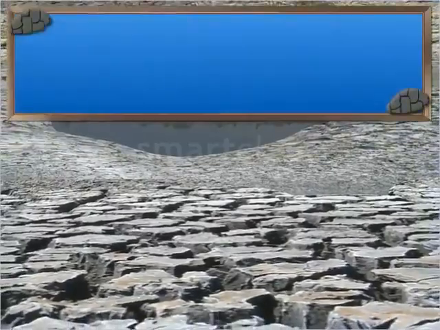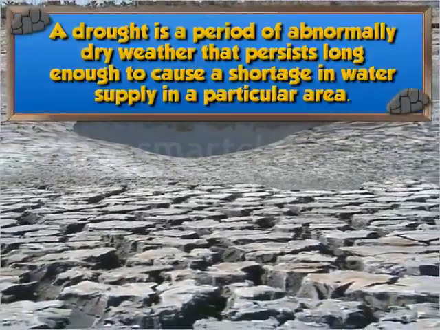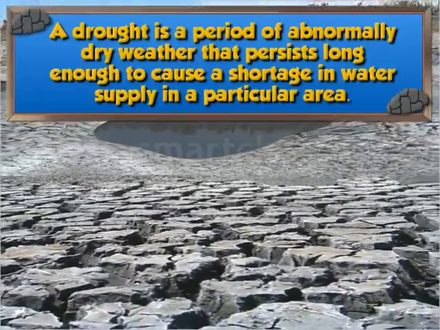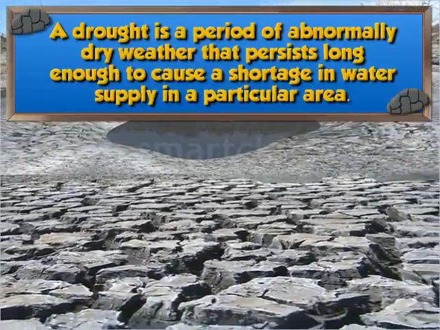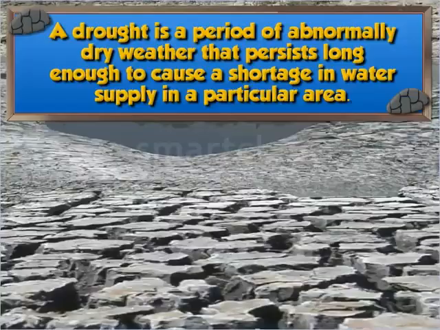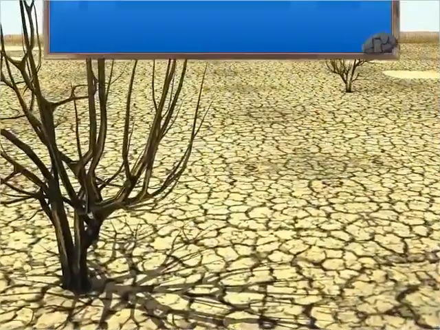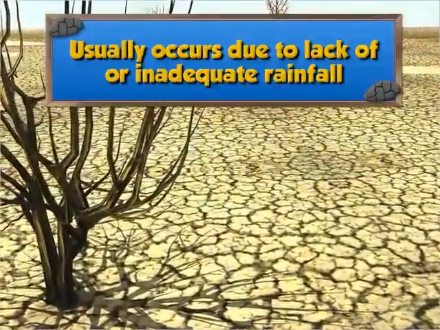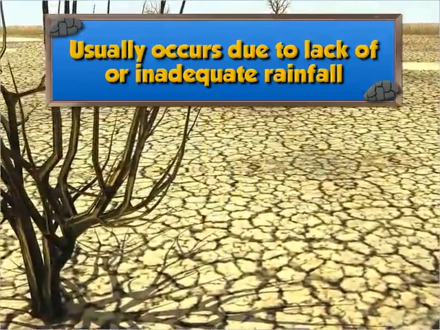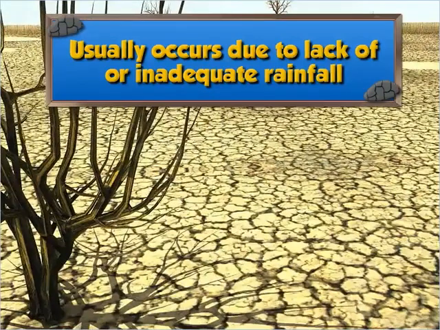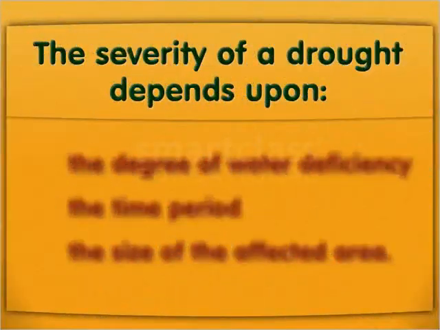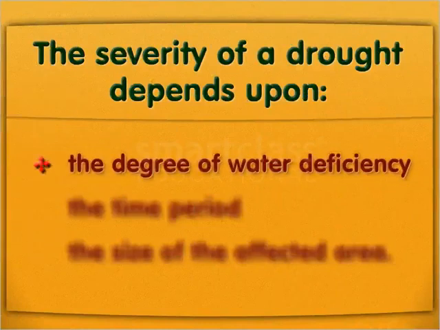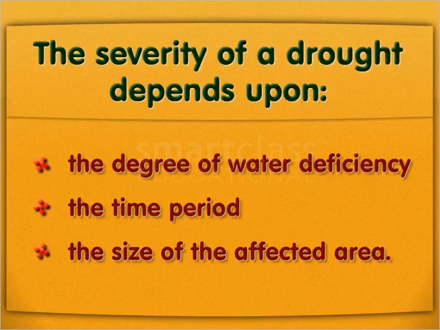Drought. A drought is a period of abnormally dry weather that persists long enough to cause a shortage in water supply in a particular area. A drought usually occurs due to lack of or inadequate rainfall over an extended period of time. The severity of a drought depends upon the degree of water deficiency, the time period, and the size of the affected area.